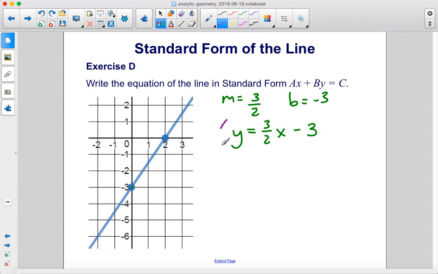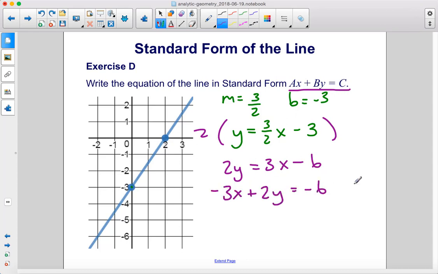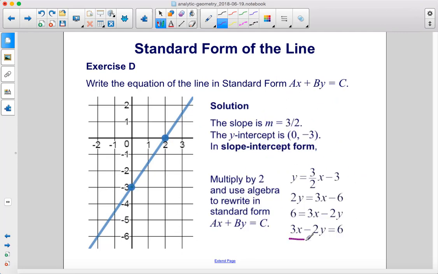So what we can do here is multiply the whole thing by 2. That gives us 2y equals 3x minus 6. And now let's put it into standard form. So we have -3x plus 2y equals -6. Something you can do at your very last step too is to flip all of the signs, because we had -3x plus 2y equals -6, but if you multiply the whole thing by -1, you will get 3x minus 2y equals 6. It's nicer to not have a negative in the front of your equation.